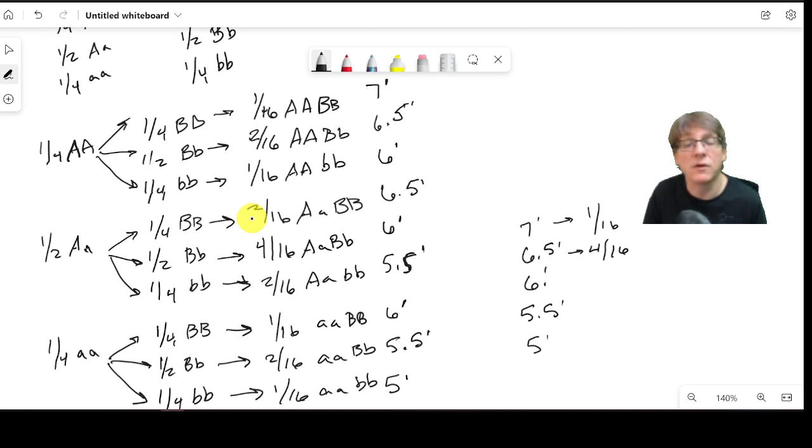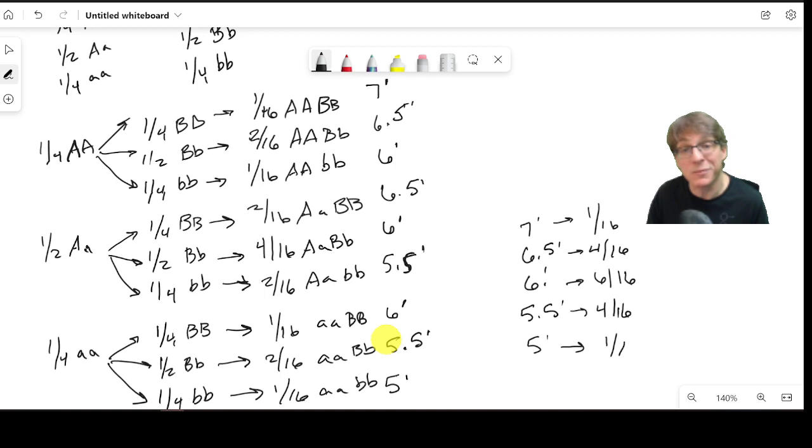Okay, and then for 6 feet, we have this possibility, that possibility, and that possibility. So we have 1/16 plus 4/16, that's 5/16, plus another 1/16. So now we have 6/16 of these are going to be 6 feet tall. And then 5.5 feet, we have this possibility and that possibility. So 2 and 2. Here we have 4/16. And then for this last one, we have 1/16.